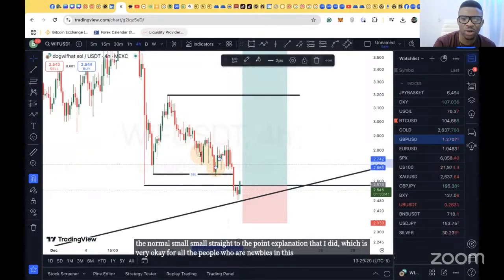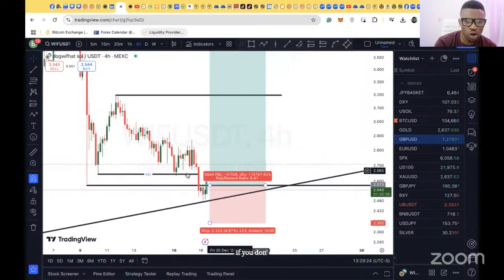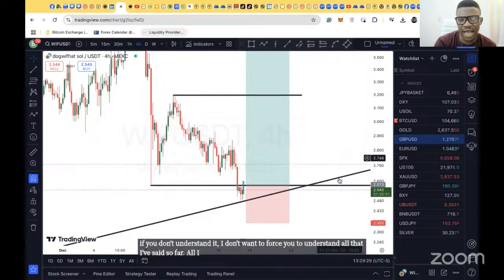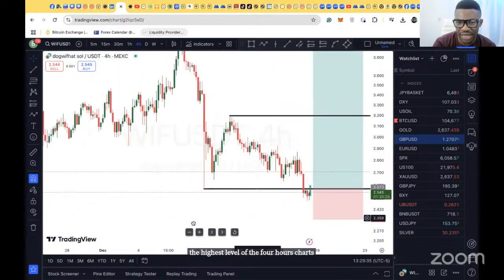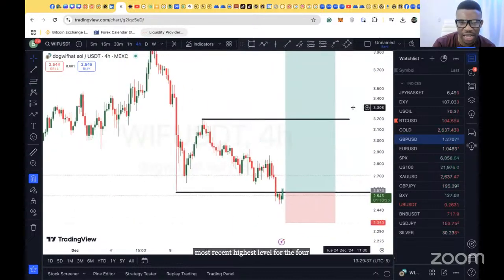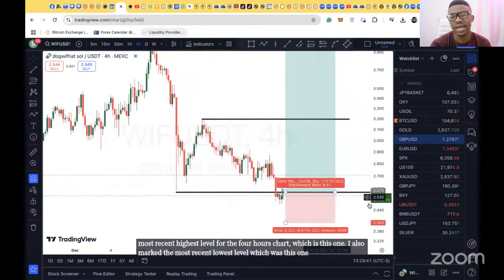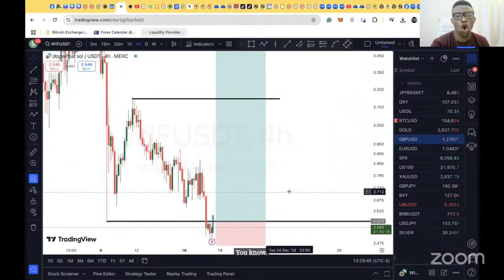So forget about everything that I've said so far. If you don't understand it, I don't want to force you. All I want you to know is that I marked the most recent highest level of the 4 hours chart, which is this one. I also marked the most recent lowest level, which was this one. Then I also checked the price. I need to buy in the OTE area.